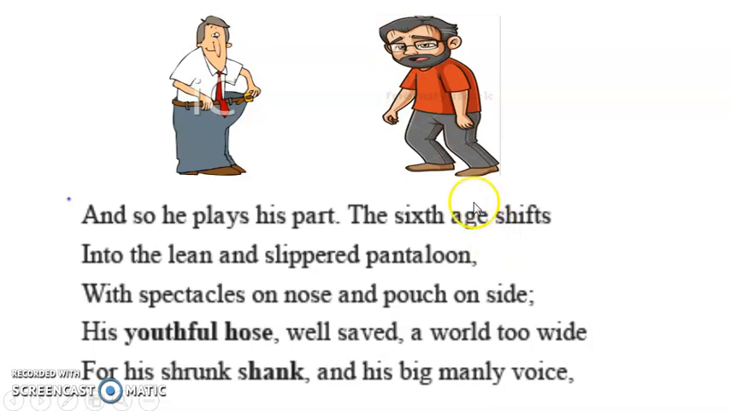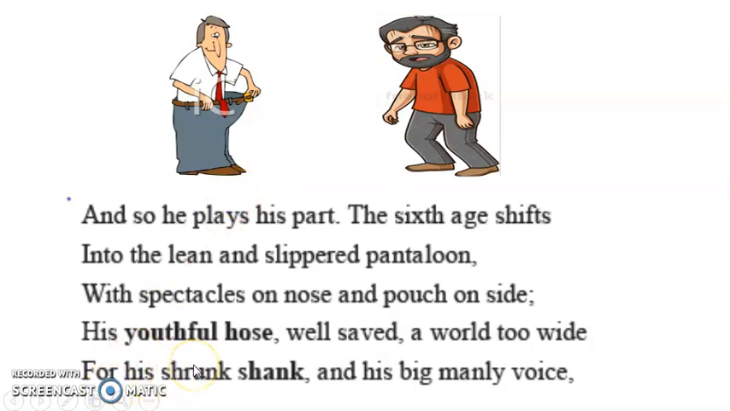Now the sixth age is what? He shifts into the lean and slippered pantaloon. Now the sixth age is when he becomes thin. Lean means thin, and slippered pantaloon means he's in slippers and he's looking thin. His legs have become thin, okay? And with spectacles on nose, you can see this. Both these figures represent the sixth age, okay? And spectacles on nose and pouch on side. Now, what do you mean by pouch on side here? We're talking about something hanging, the skin hanging on the sides here, alright?